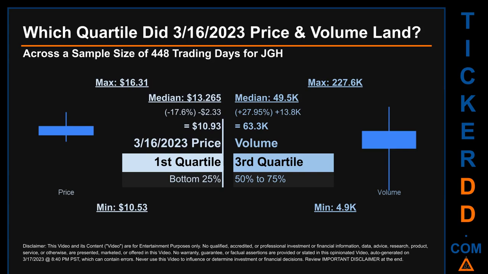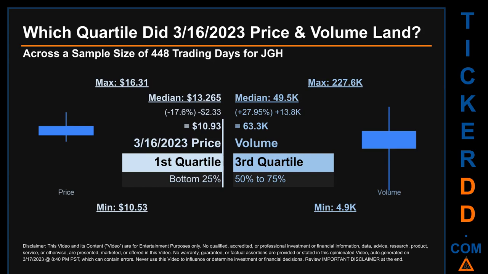Which quartile did March 16, 2023 price and volume land? Across a sample size of 448 trading days, the maximum end-of-day price for JGH was $16.31 while the minimum was $10.53. Within that price range, March 16, 2023 price, of $10.93, landed within the first quartile, meaning it was within the bottom 25% of all sampled end-of-day prices.